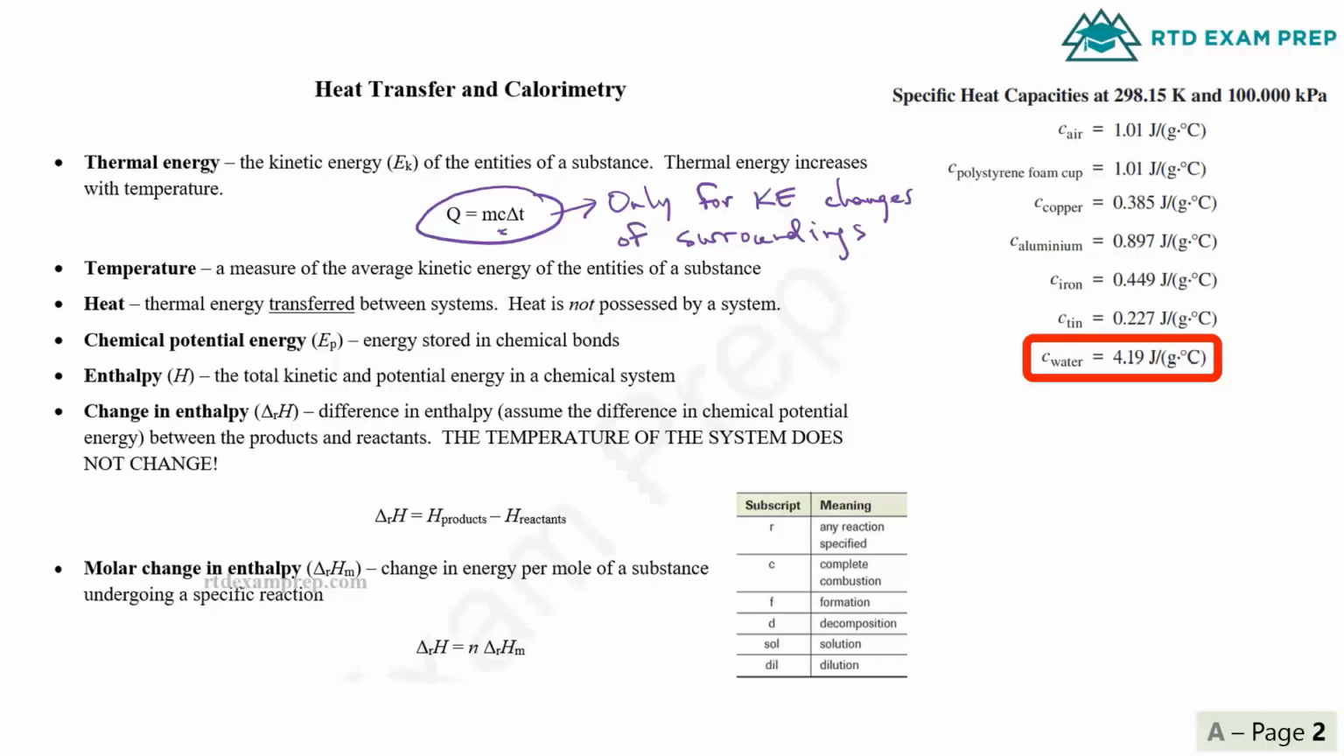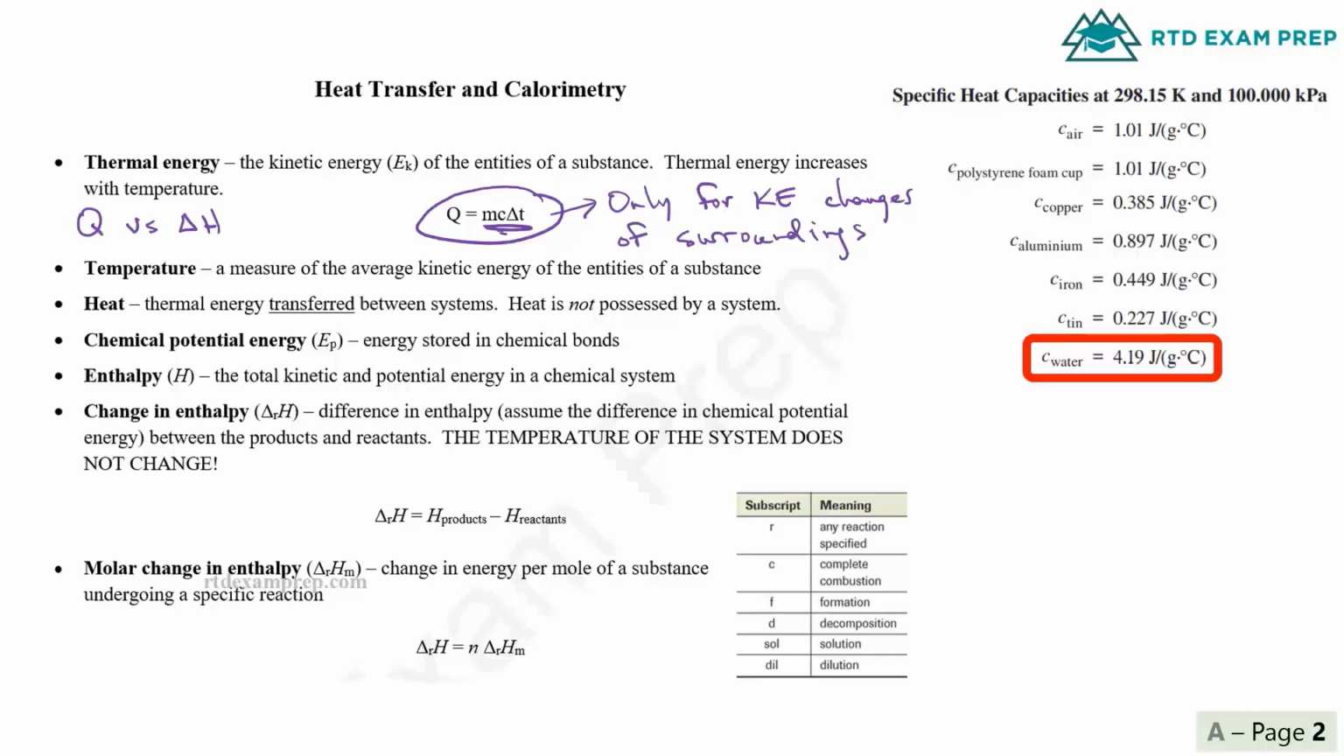Now, don't forget that we have to be aware of our Q value, which is calculated with this formula here, versus the delta H for the reaction, which I refer to as the enthalpy change for a particular chemical reaction, which is, of course, in general, the change in potential energy of a chemical reaction.